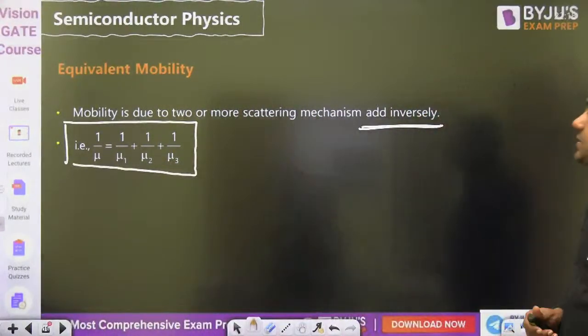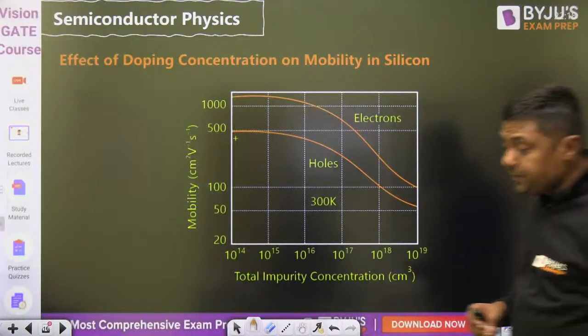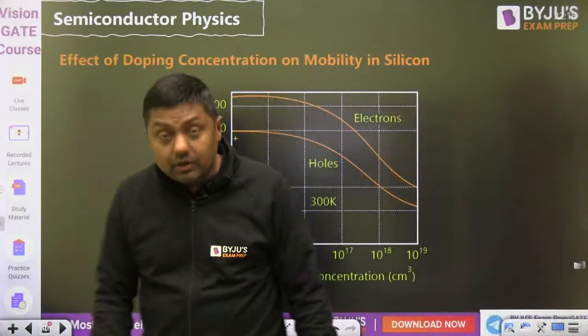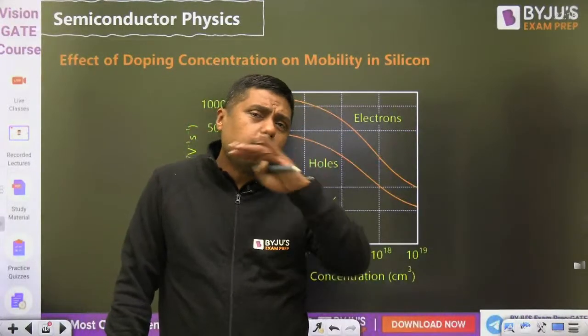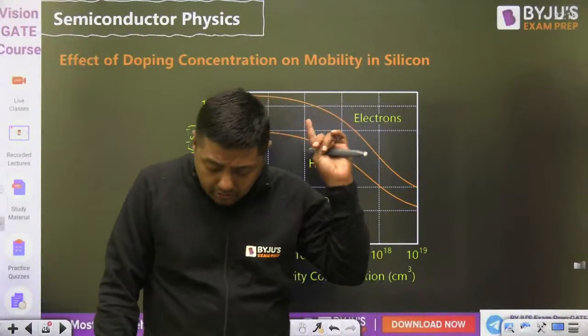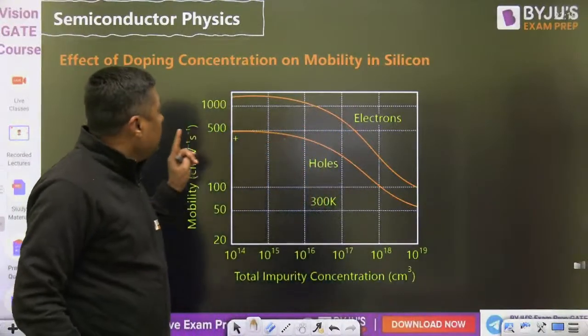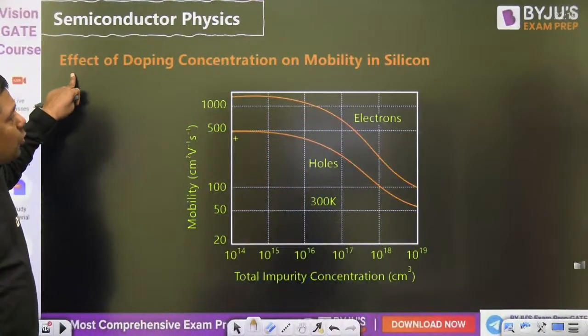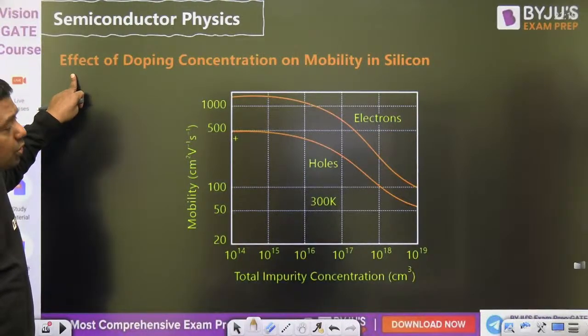Lattice scattering is important. Now this graph is important for mobility. I am going to cover just the basic idea of all the semiconductor physics, so quickly watch this. Then, guys, this is another one: the effect of doping concentration on mobility in silicon.